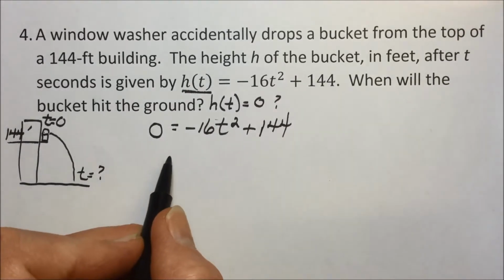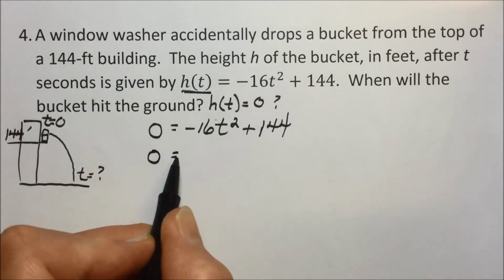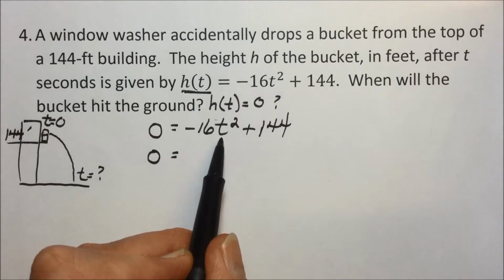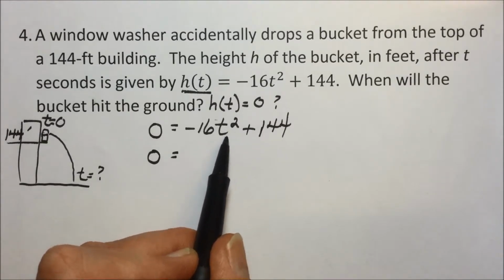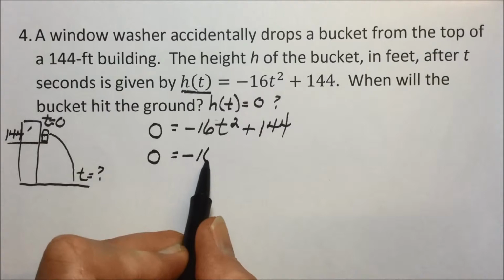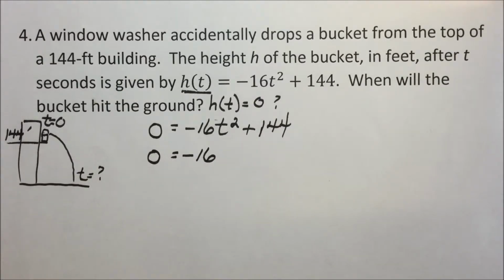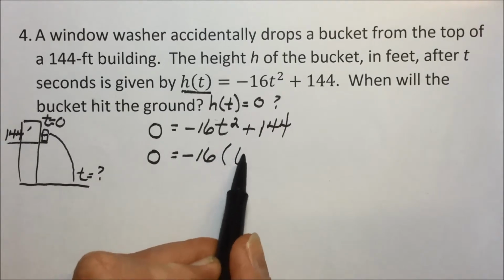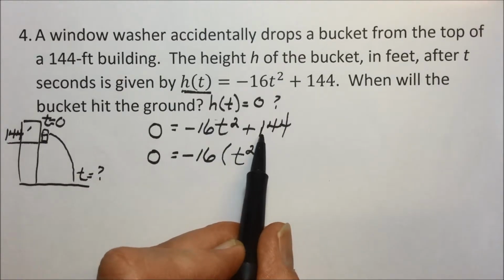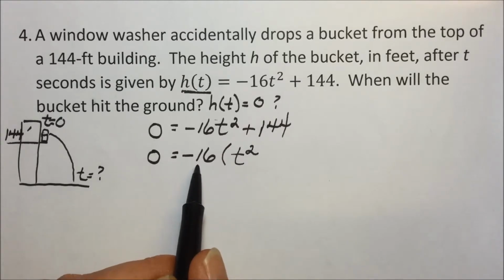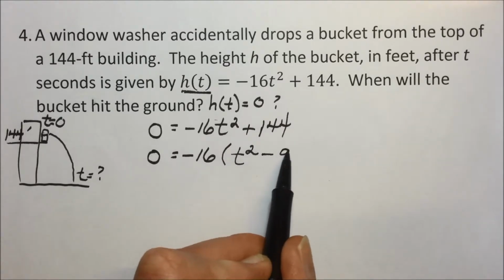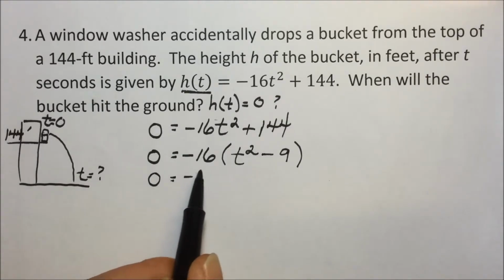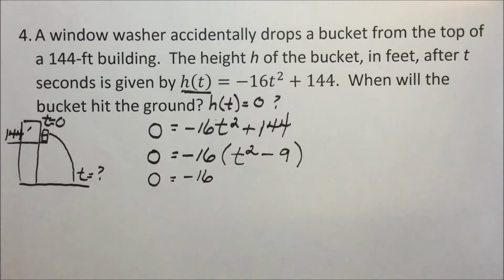Between the two terms, we should always look for a greatest common factor, which ends up being a 16. But so that we have our leading term having a positive coefficient, instead of just factoring out 16, let's factor out a negative 16. Dividing the first term by negative 16 leaves a t squared. Dividing the positive 144 by a negative 16 leaves a negative 9. Looking at what we're left with, we have a two-term polynomial.